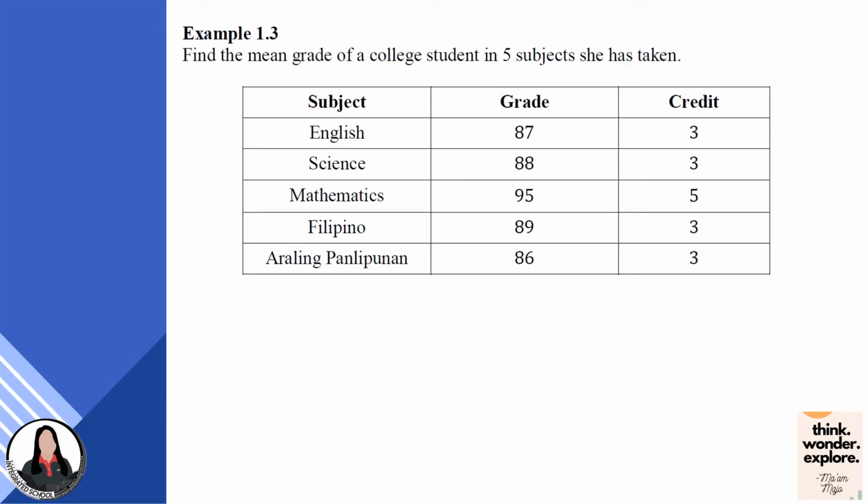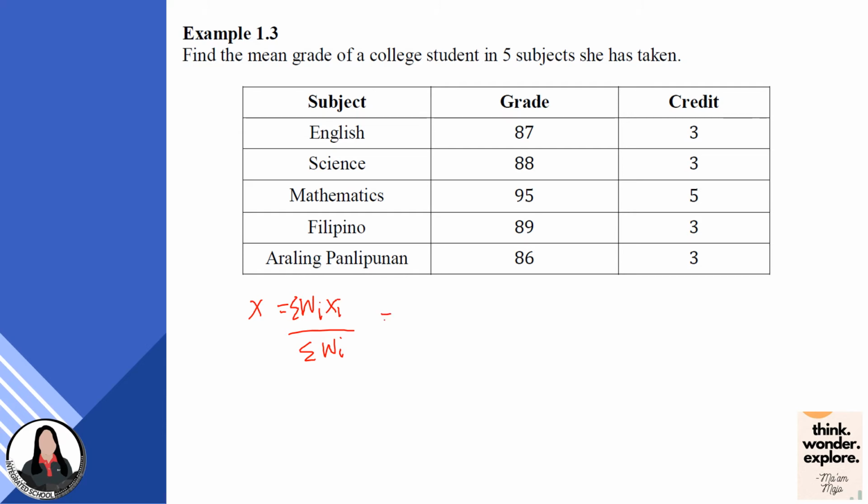Okay, so let us have this example. Example 1.3. Find the mean grade of a college student in 5 subjects she has taken. Okay, so as we can see, meron siyang grade na ibinigay dito. 5 grades since meron siyang 5 subjects. However, bawat subject ay may iba-ibang bigat or corresponding credit. Okay, so for us to get it, let us use the formula. We have the weighted mean, X, is equivalent to the summation of W sub I, X sub I, all over the summation of W sub I.